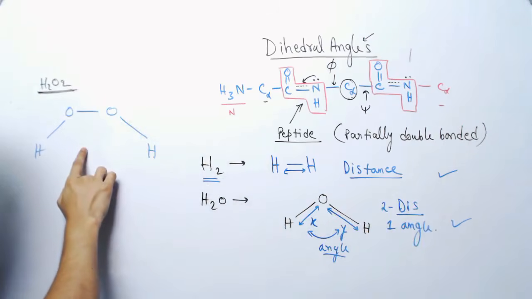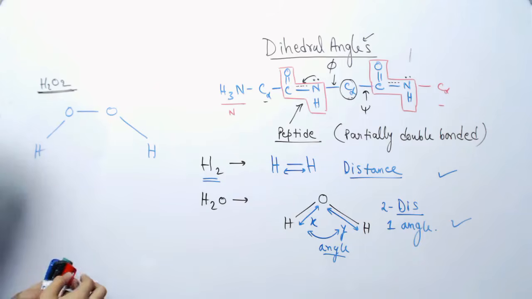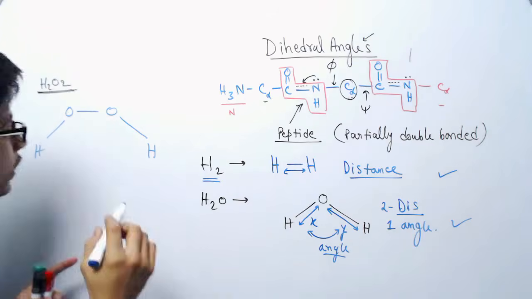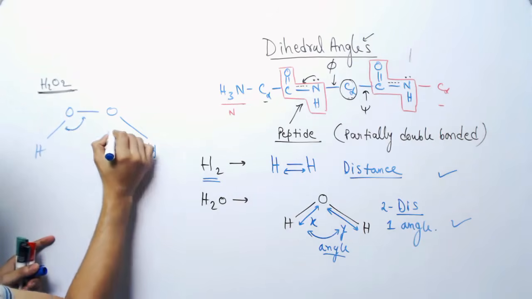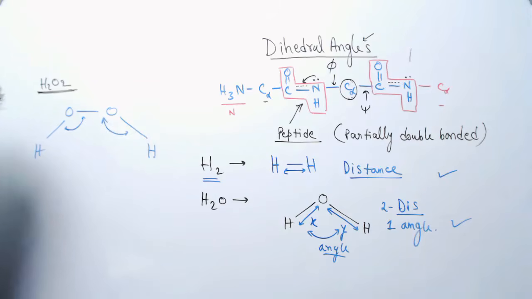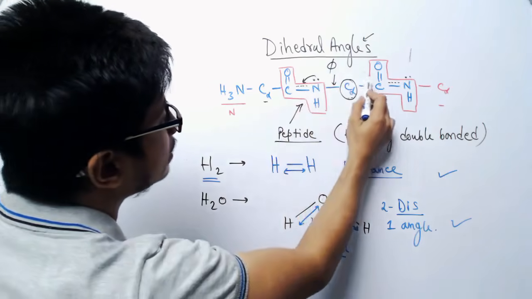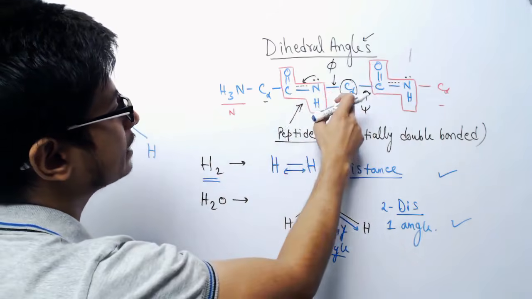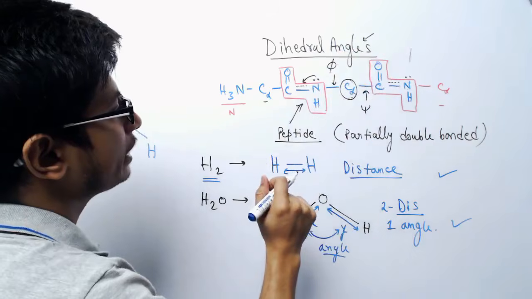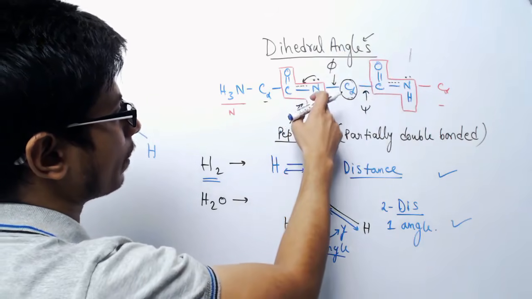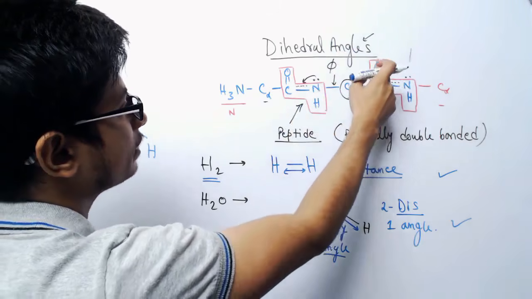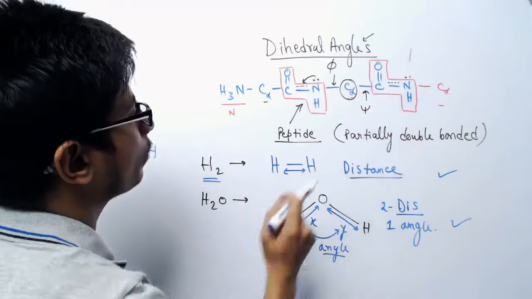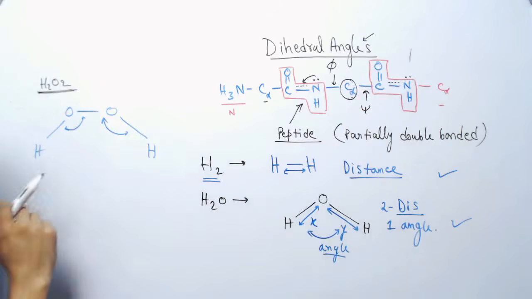Now there are 4 points here. In this 4-point condition, we need to talk about 2 different angles. One is here, another one is here. Just like in the structure of the peptide bond, you will also find 4 different points: N, C alpha, C, N. In between, you will find 4 different points, 1, 2, 3, 4. So the structure is similar here.